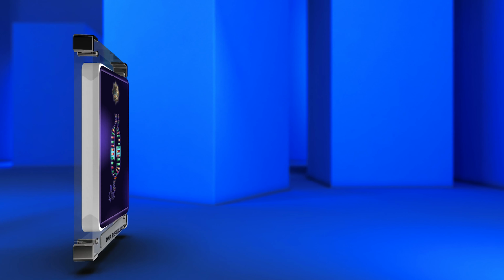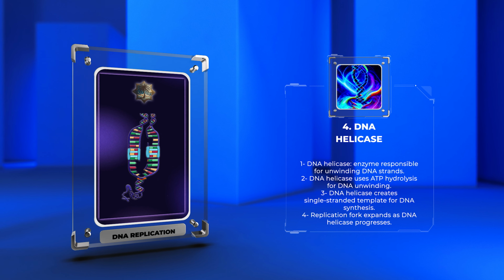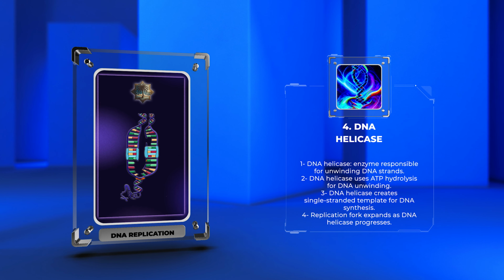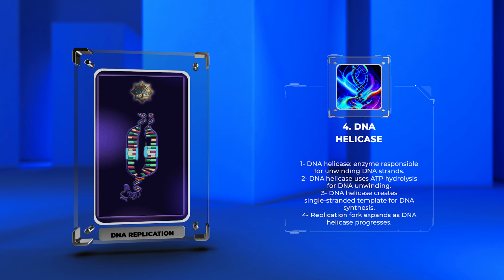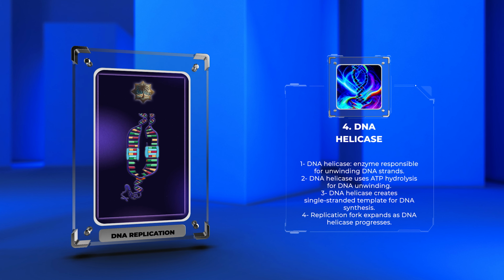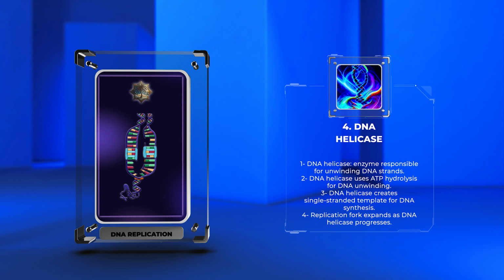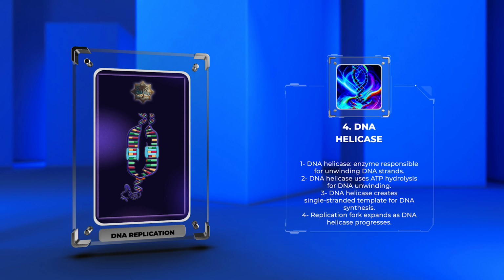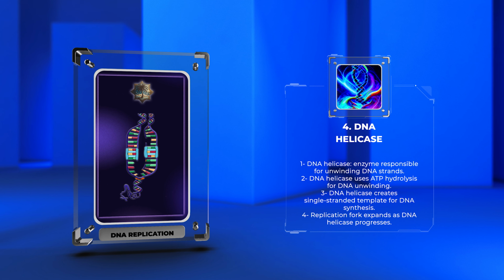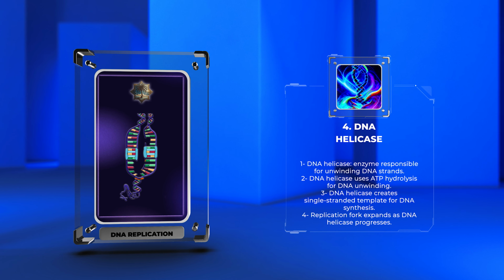An essential enzyme in DNA replication is DNA helicase. It is responsible for unwinding the two DNA strands at the replication fork by breaking the hydrogen bonds between the base pairs. This unwinding process creates the single-stranded template necessary for DNA synthesis. DNA helicase moves along the DNA molecule, utilizing energy from ATP hydrolysis to separate the two strands in a process known as DNA unwinding. As it progresses, the replication fork expands, allowing access to the template strands by DNA polymerase.